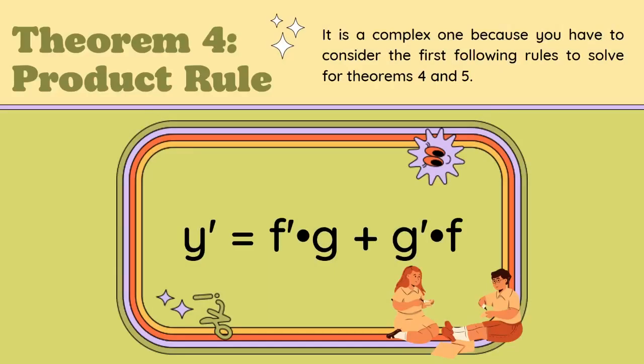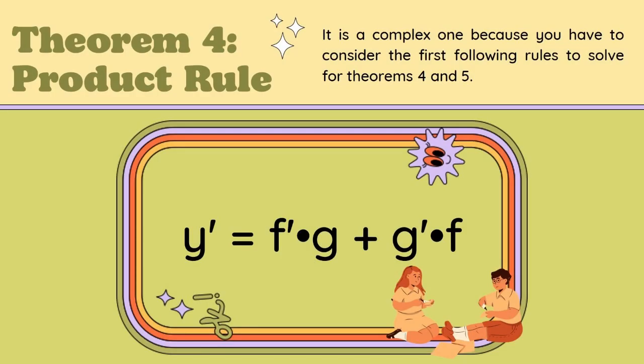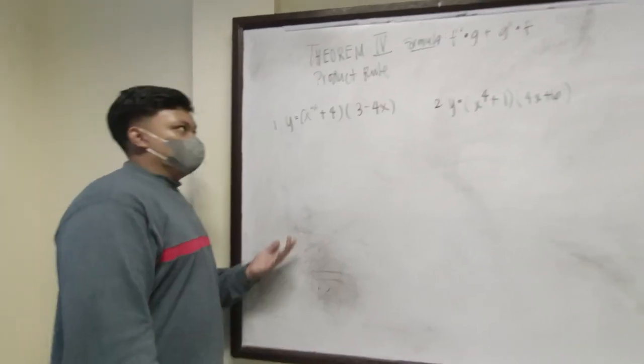Theorem 4 is something else. It is the product rule. It is a complex one because you have to consider the first following rules to solve for theorems 4 and 5. Why complex? You have to consider taking the first term derivative and the second term derivative and substitute it using the formula. So we have theorem 4 here, which is the product rule.